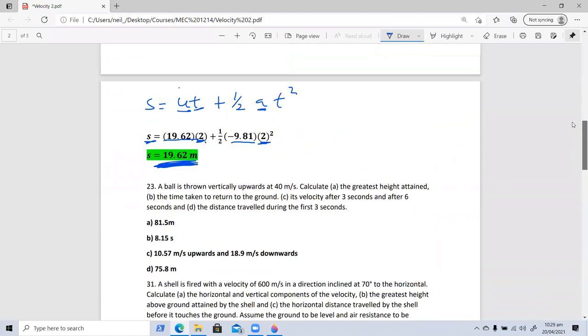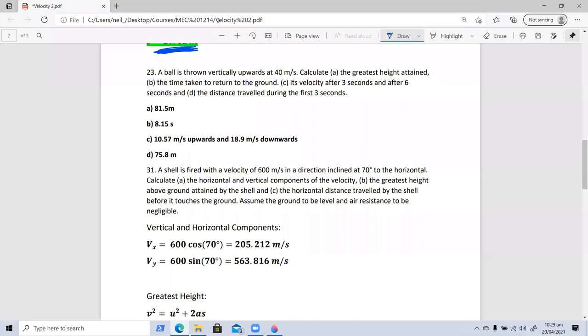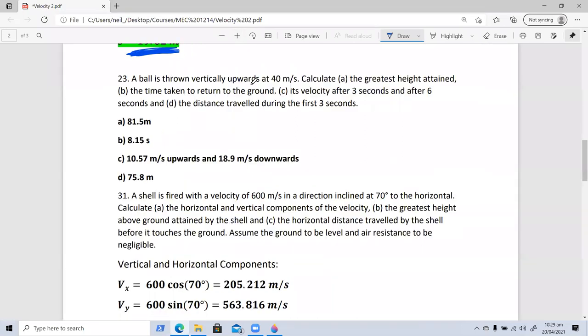All right. So since these questions are easy, you guys work 23, then I'll come back and we'll work 31 together. So give 23 a try, right? A ball is thrown vertically upwards at 40 meters per second. Calculate A, the greatest height attained. B, the time taken to return to the ground. C, its velocity after 3 seconds and after 6 seconds. And D, the distance traveled during the first second. Now, what you're gonna find is that this question asks for a lot of little things, but it's all still using the same formulas we've been using, right? Good. So give it a try.